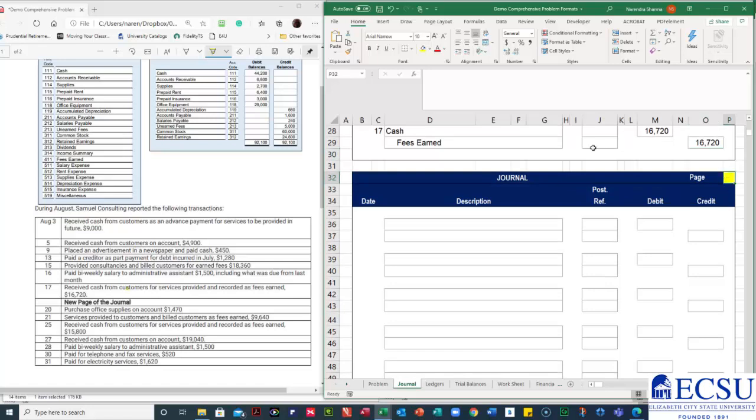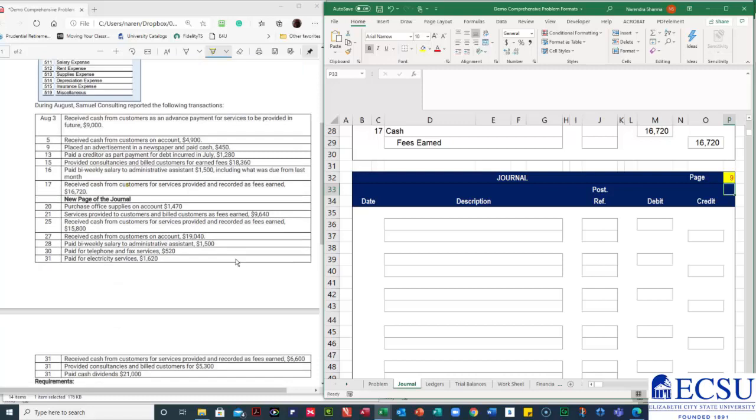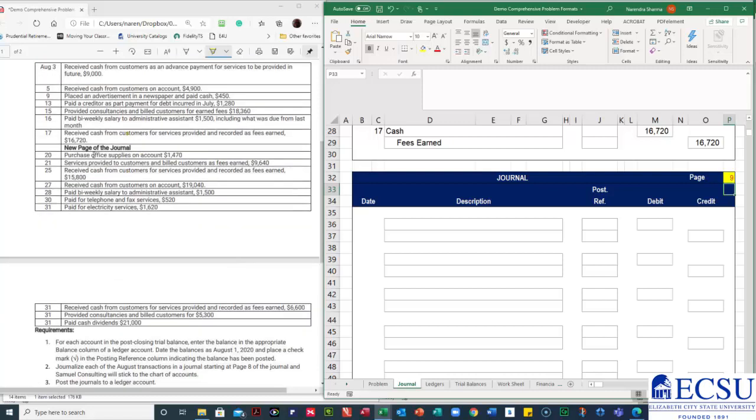Now remember, the first page was 8, so this has to be 9. So that's what I'll type here. That's 9. Let's move on with the rest of the transaction.